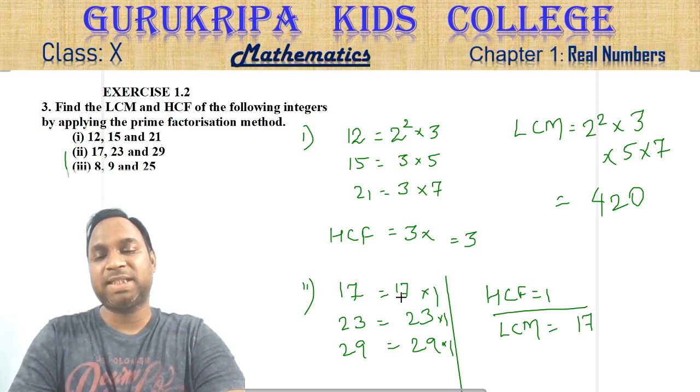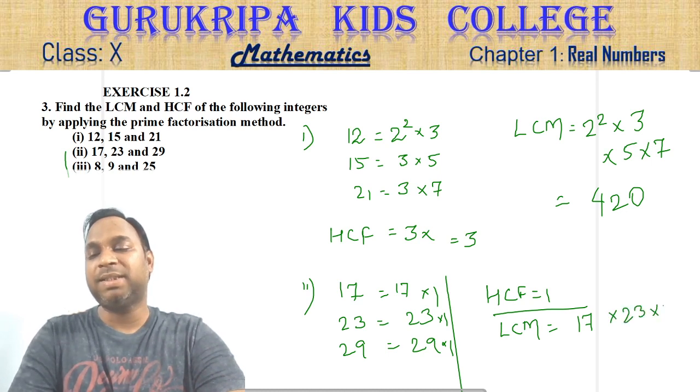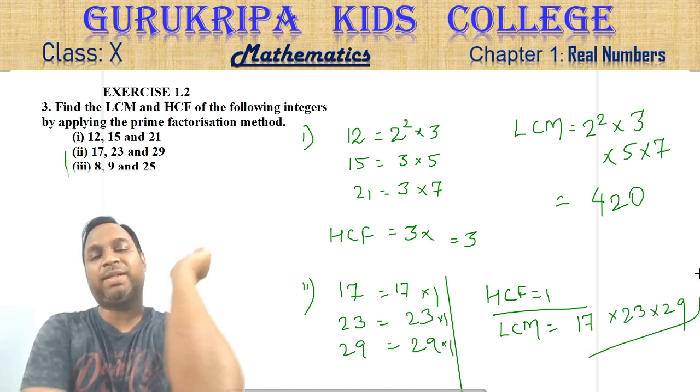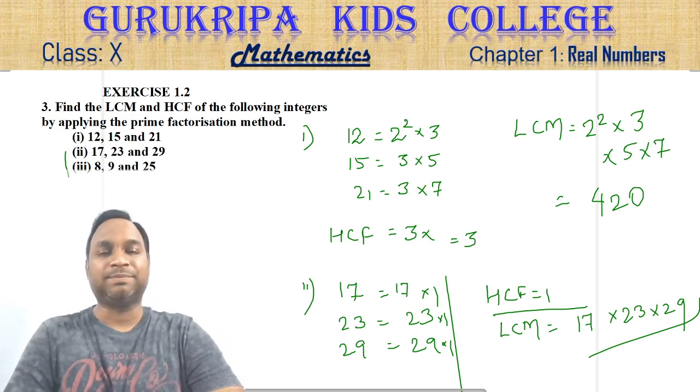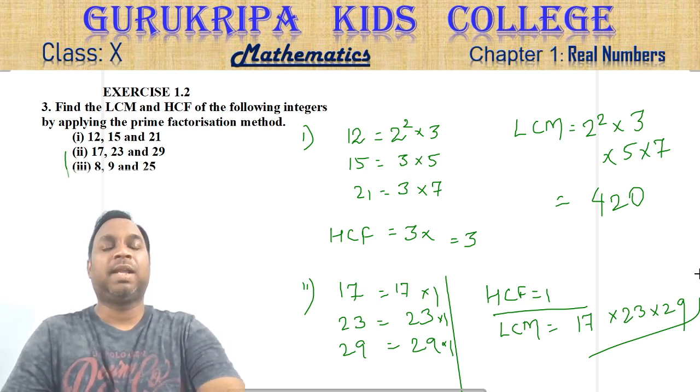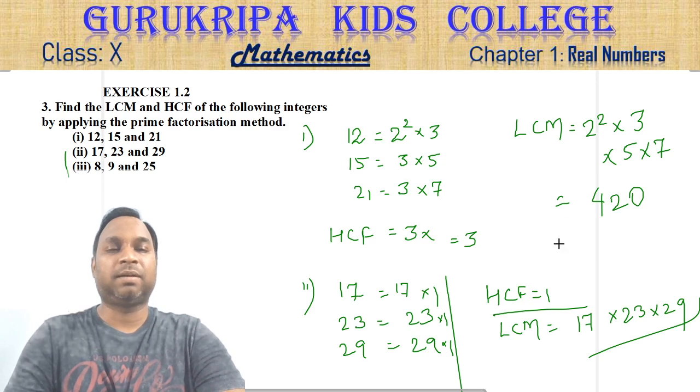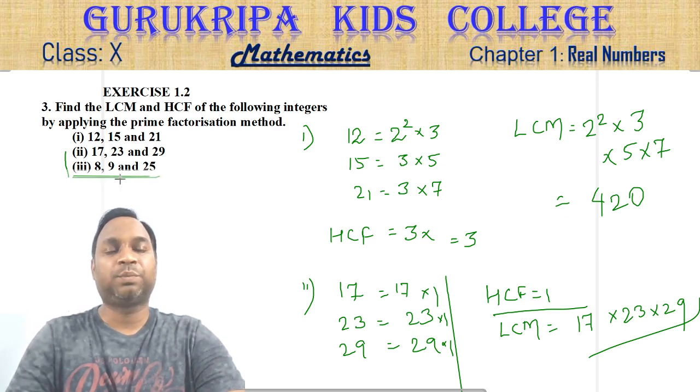Maximum power of 17 is 1. Maximum power of 23 is 1. Maximum power of 29 is 1. So the product of all the three numbers is the LCM of the numbers. Okay. Let's move to question number 4 now. This third part you have to do. The third part has to be done by you.